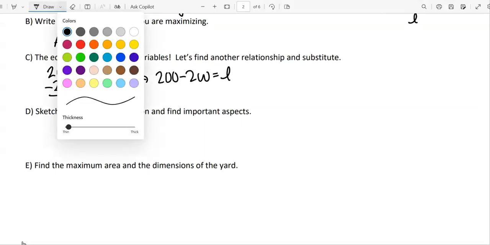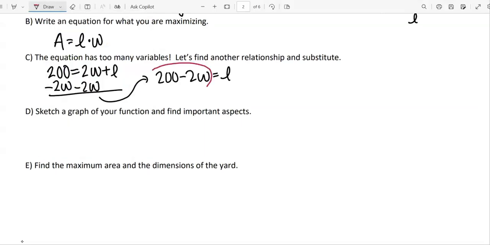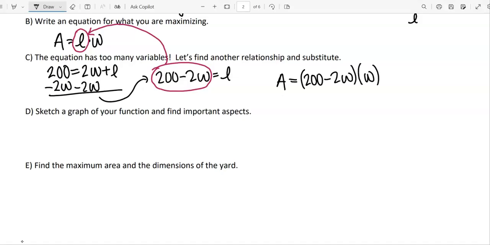If L is equal to 200 minus 2W, then that can go in for L in this equation. So that's going to go in there. So now we're going to have area is equal to my length, 200 minus 2W, times my width of W. That's my new equation. Now I have one variable and I can work with that. Okay. What do we know about this? What kind of equation are we looking at?